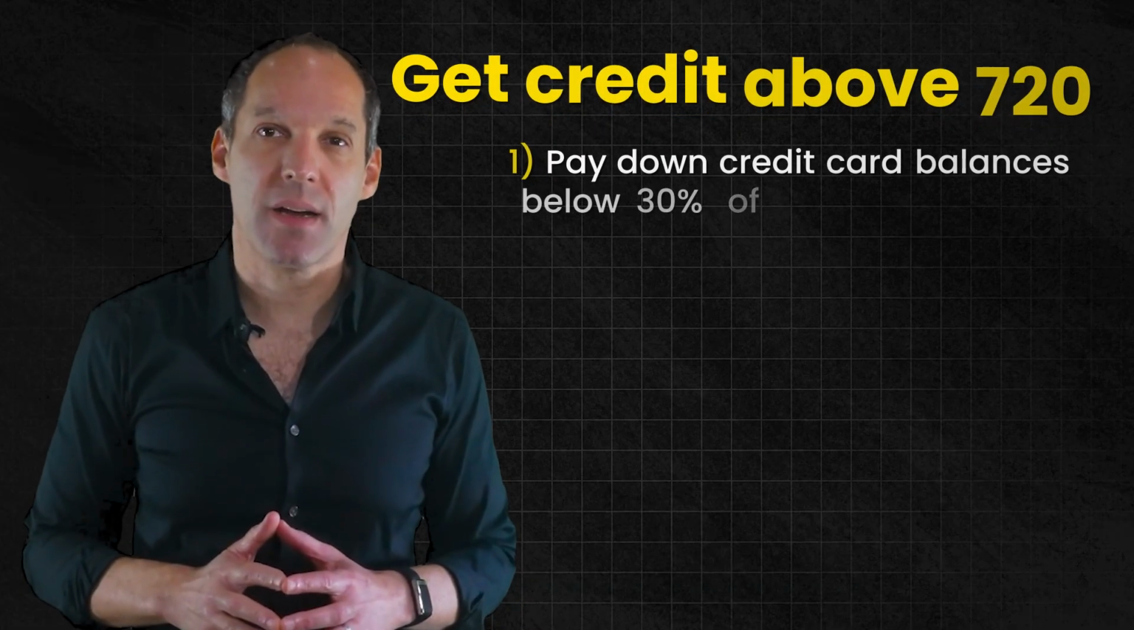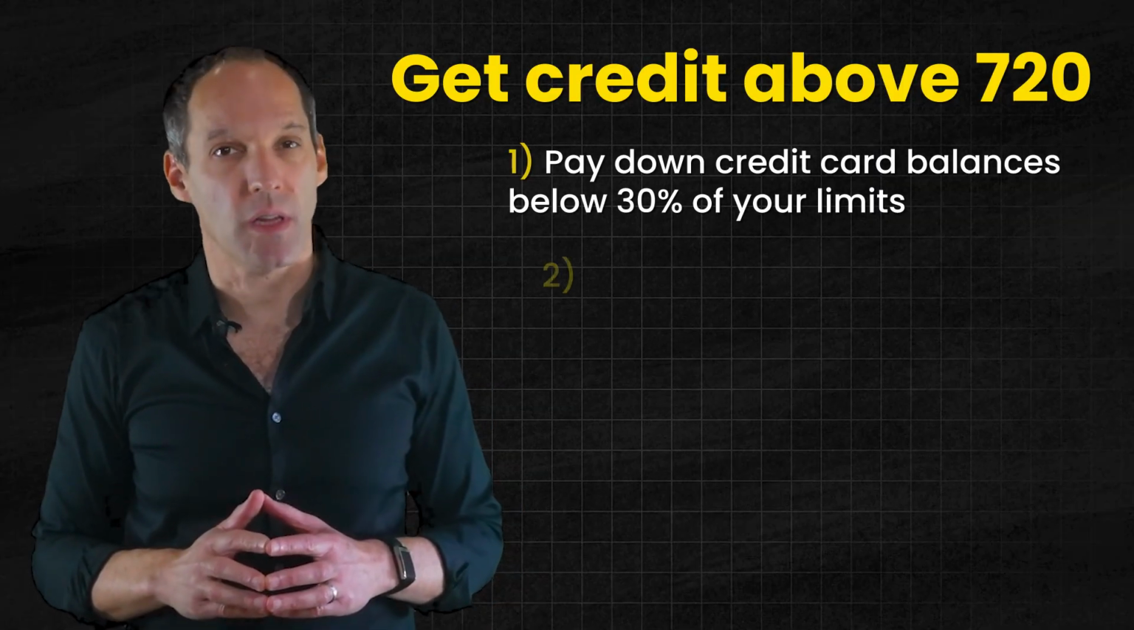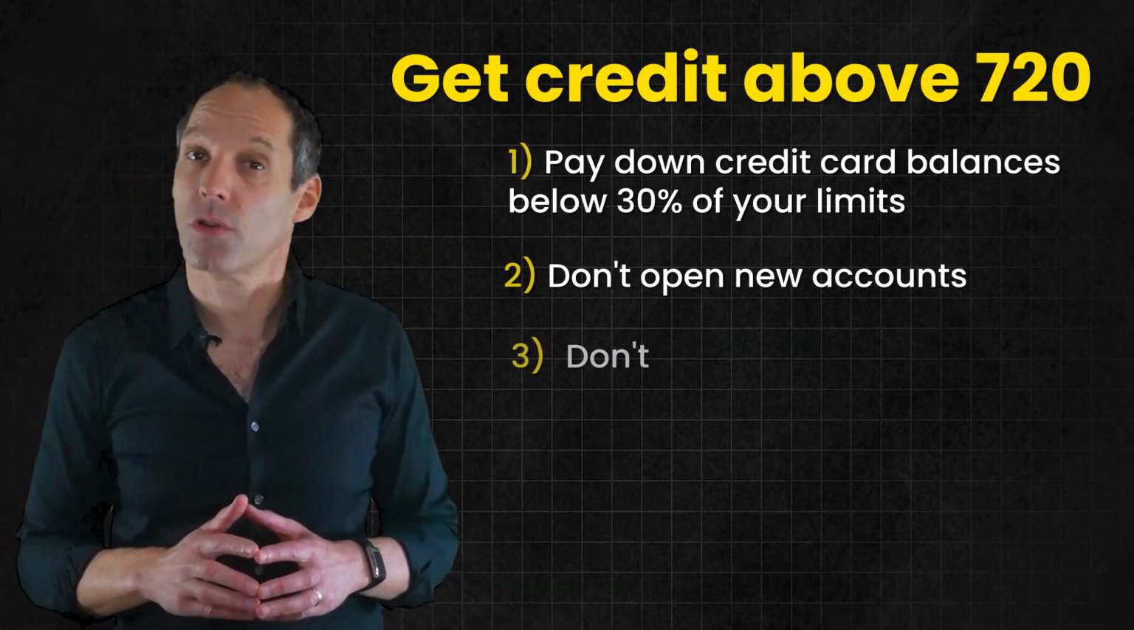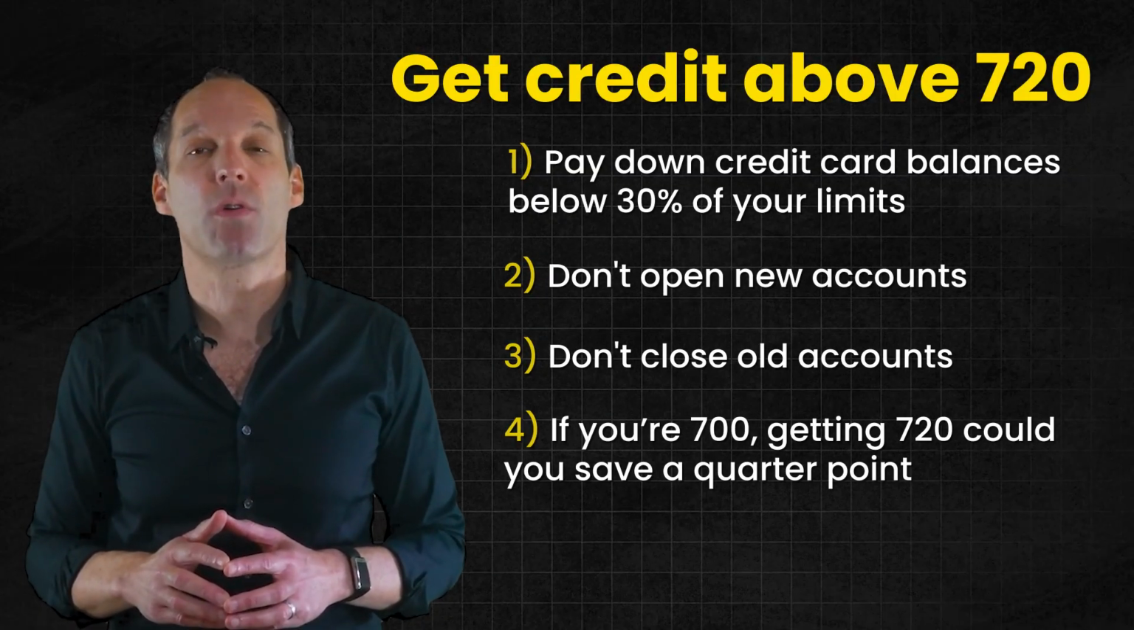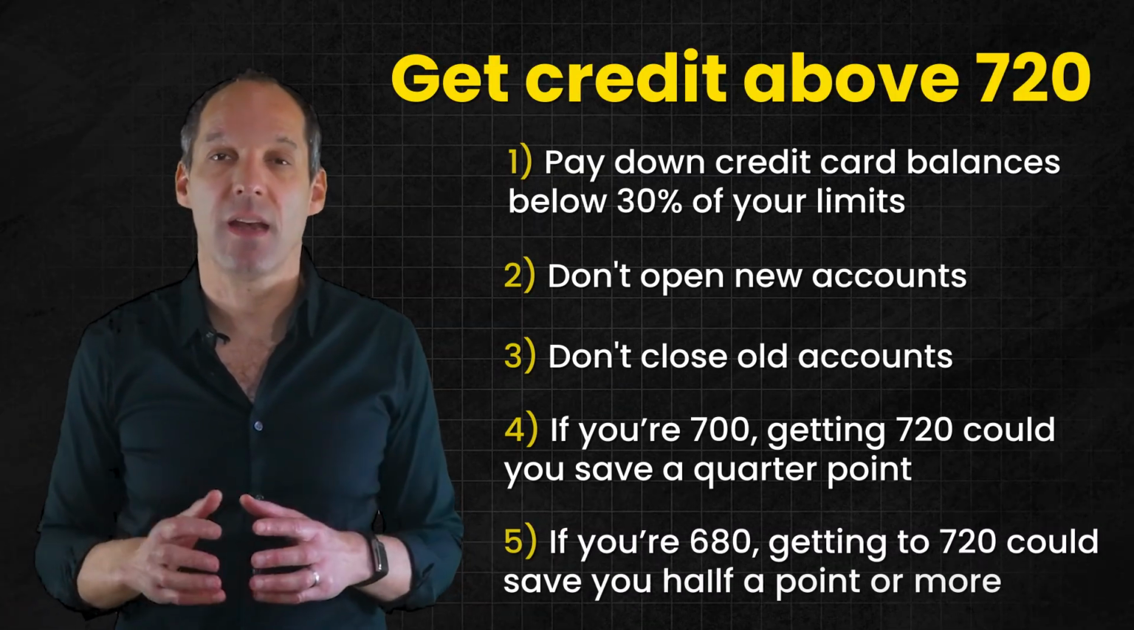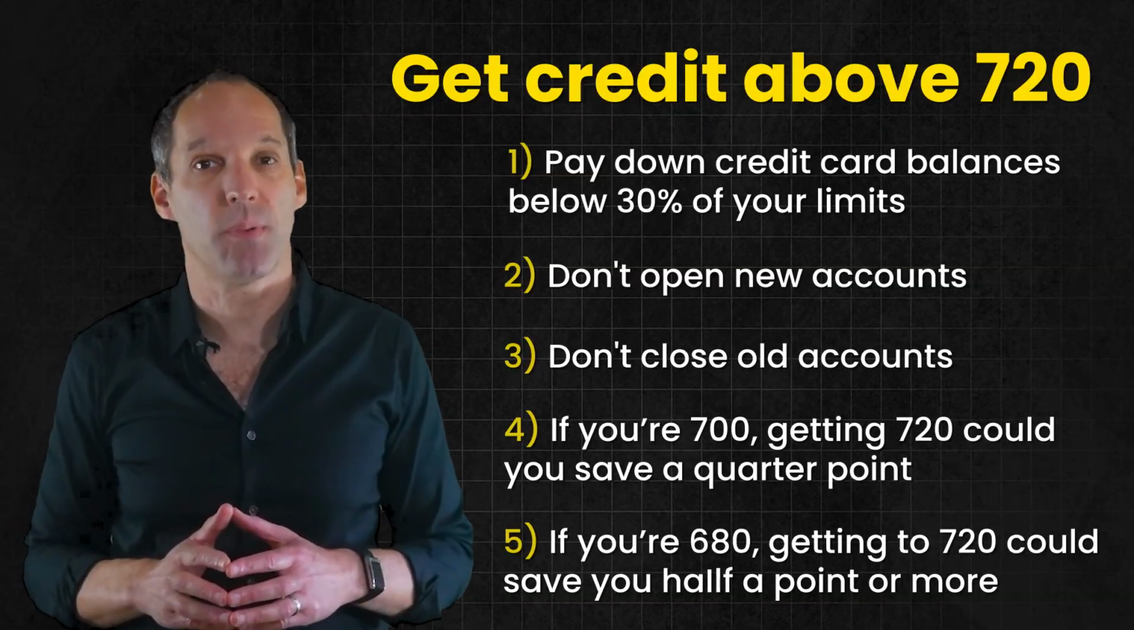Pay down credit card balances below 30% of your limit. Don't open new accounts, don't close old accounts. If you're at 700, getting to 720 could save you a quarter point. If you're at 680, getting to 720 could save you half a point or more. On a $500,000 loan, that half a point is worth over $50,000 in interest savings. 3 months of credit optimization is worth it.